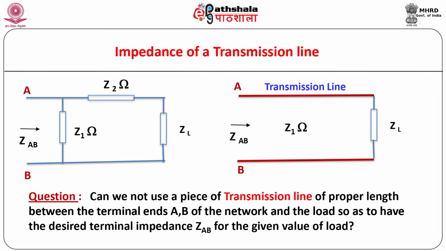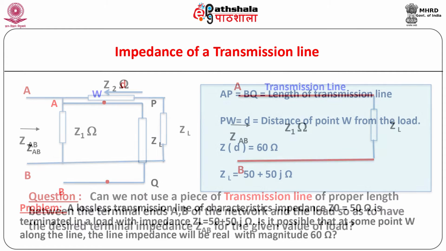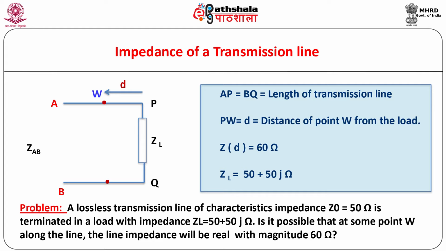Can we not use a piece of transmission line of proper length between the terminal ends AB of the network and the load so as to have the desired terminal impedance ZAB for the given value of load? The question is right and very nice. A question may arise in your mind simply because we know that impedance of a transmission line at a point varies with the distance of the point from the load. Let us see a simple problem to answer this question. The statement of the problem is as shown.